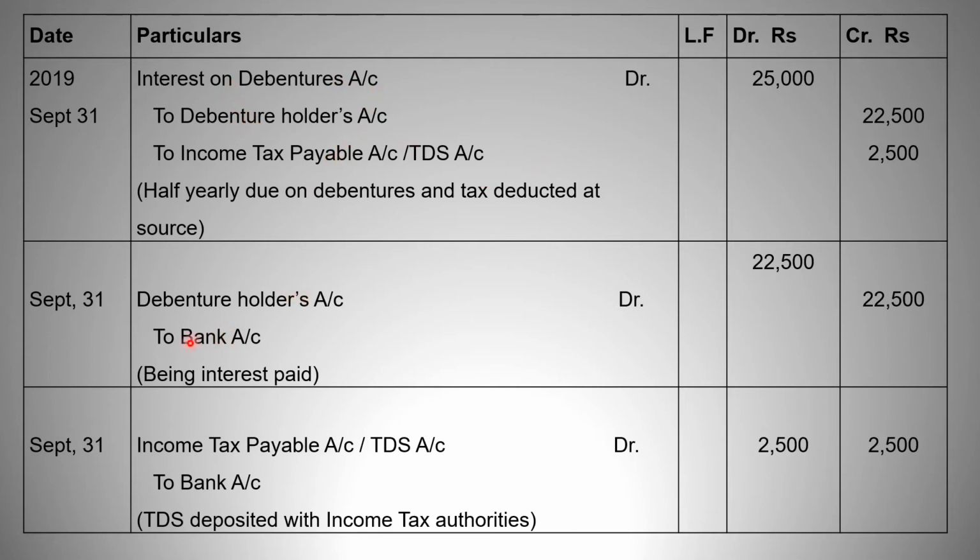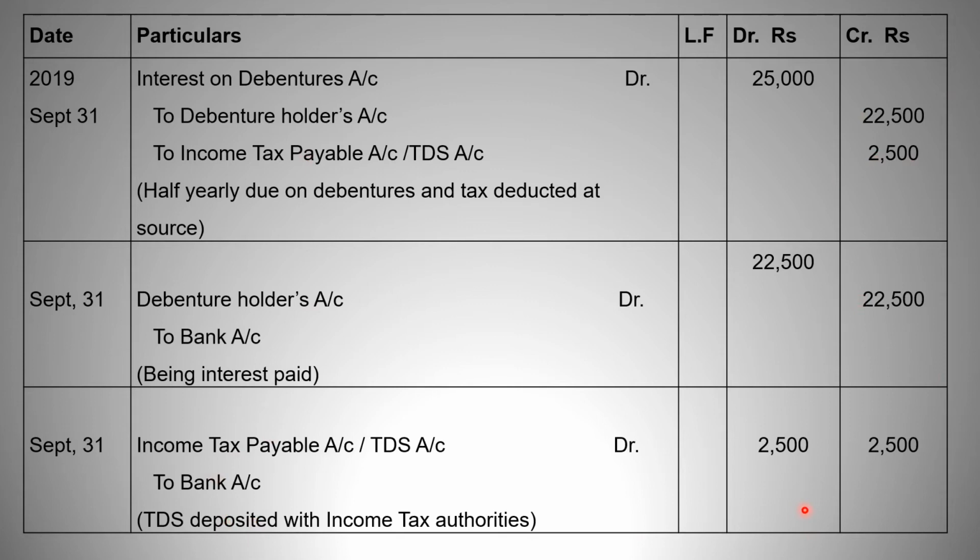The first payment to the debenture holder, account debit to bank. Very simple. Debenture holder to bank, company's bank balance decreases. It is a credit, and this amount 22,500. Exactly same way, the company have to pay IT department, income tax department. So income tax payable account debit to bank account. This amount 2,500.